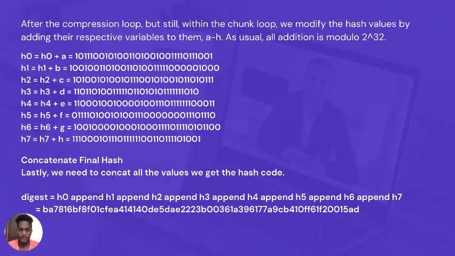So the hash code will be BA7816 for ABC. So this will be constant always. So for the message ABC, this will be the hash code.